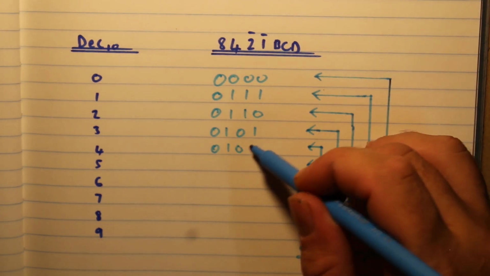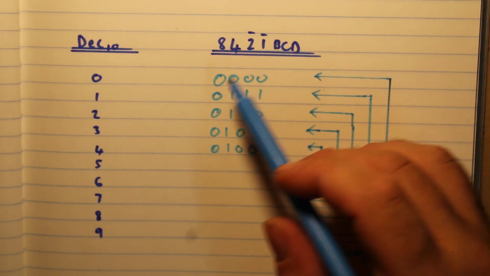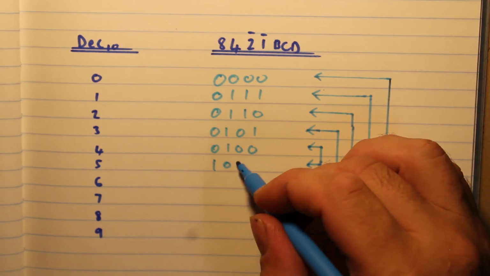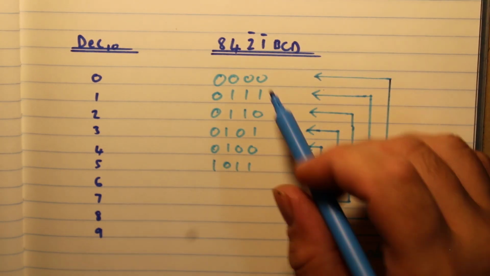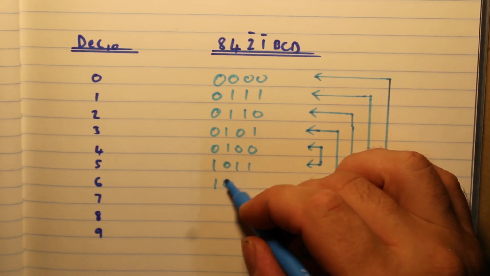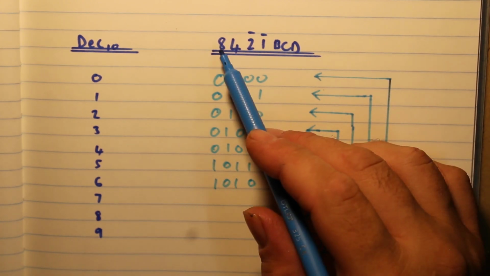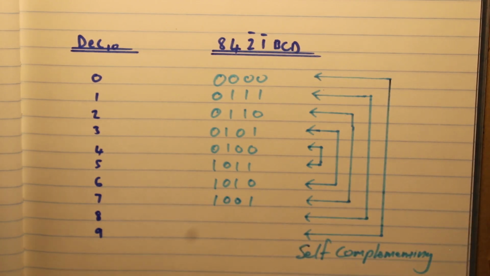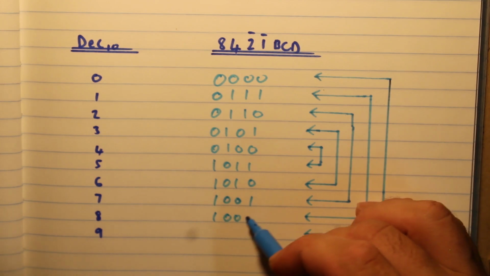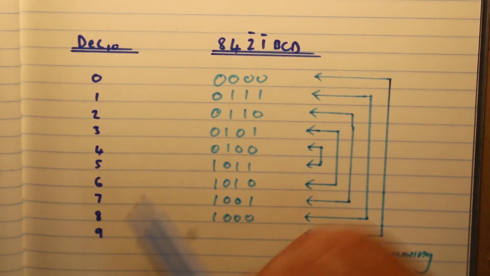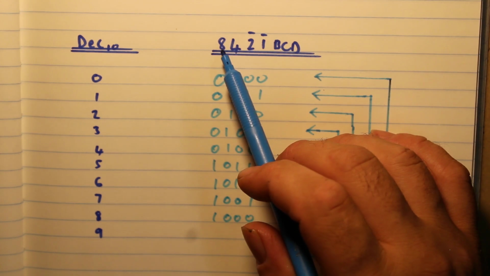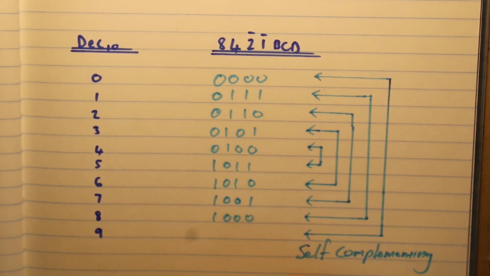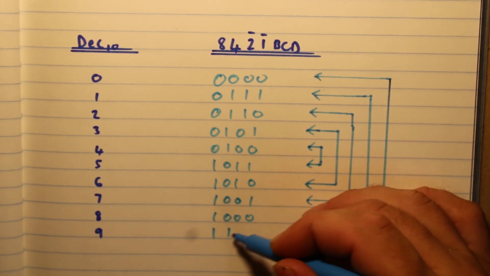For 4, it's easy. For 5, we're going to have to say 8 minus 2 minus 1. So that's going to give us 5. For 6, we're going to have to say 8 minus 2. For 7, we're going to have to say 8 minus 1. So that's going to be 1, 0, 0, 1. For 8, we can just select the 8. And for 9, what are we going to do for that? That's a tricky one. We're going to say 8 plus 4 gives us 12, minus 2 gives us 10, minus 1 gives us 9. So it means we're going to use all of them.